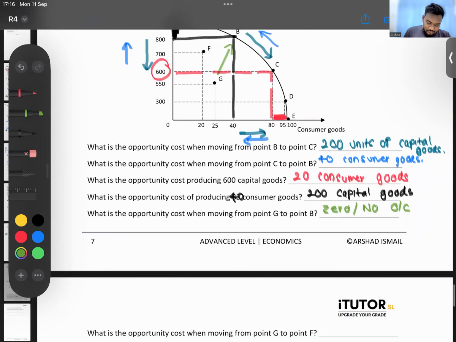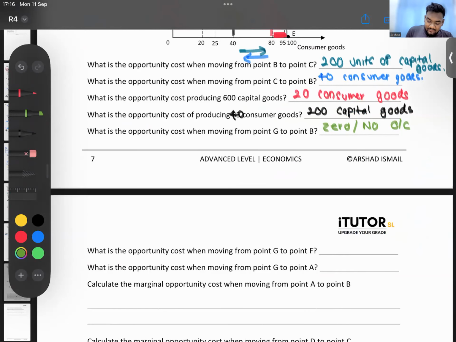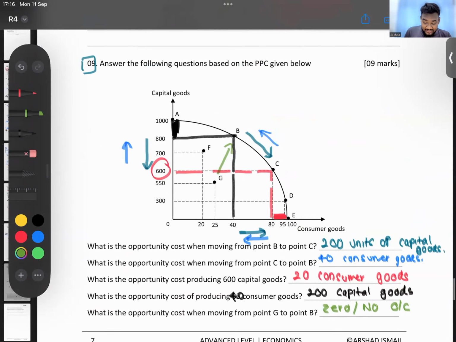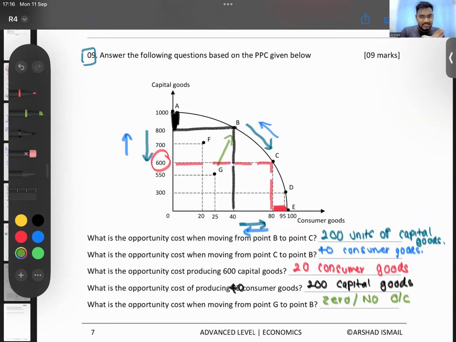Next one. What is the opportunity cost when moving from G to F? What do you all think? G to F. What's the opportunity cost? Point G is this. You're going from G to F.